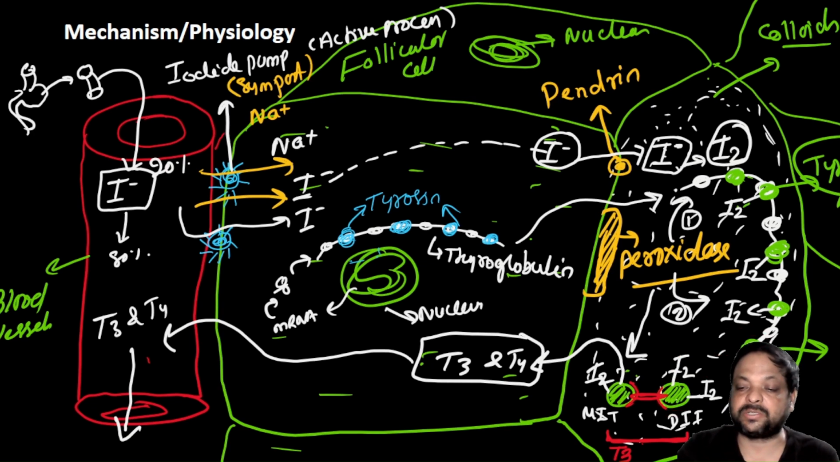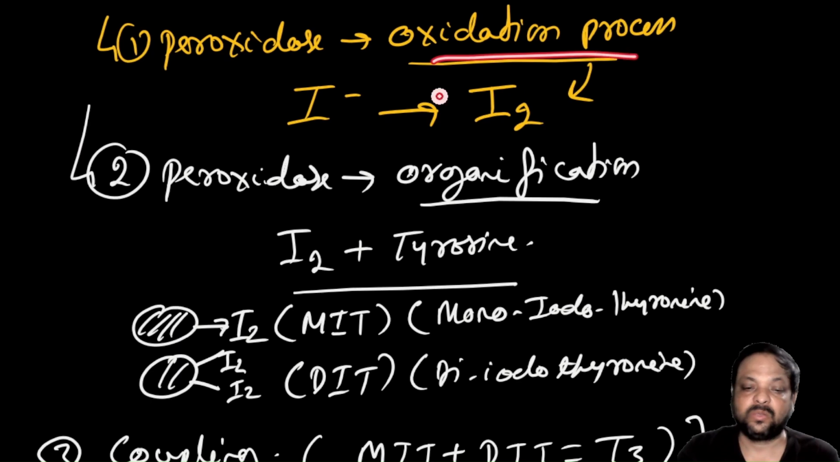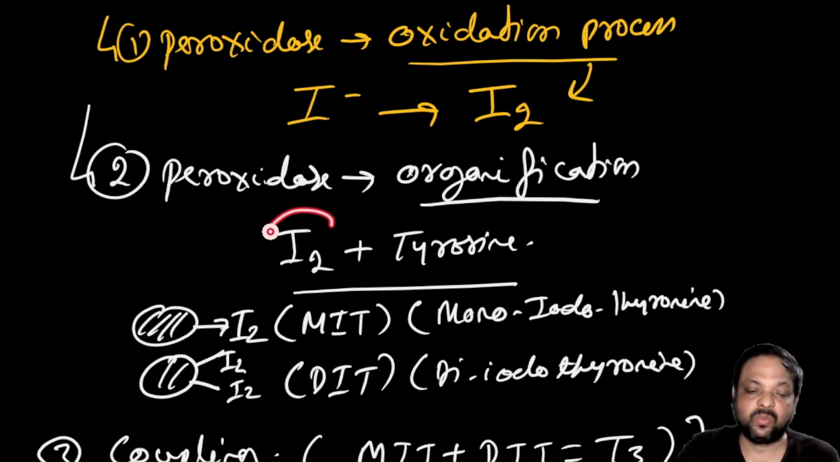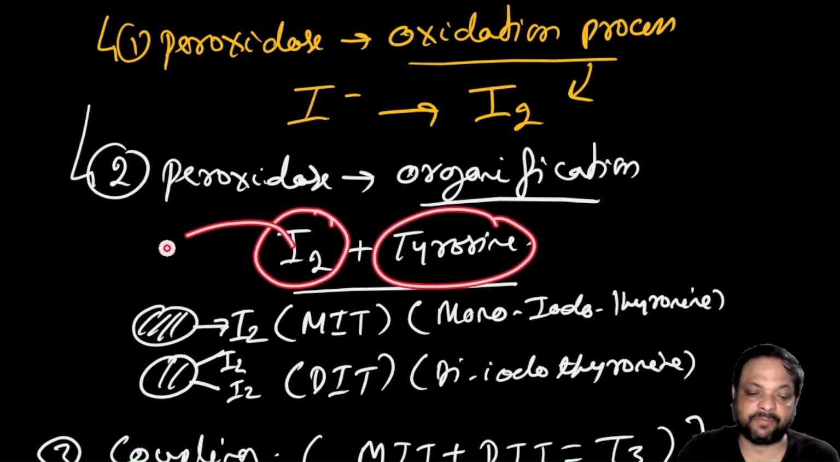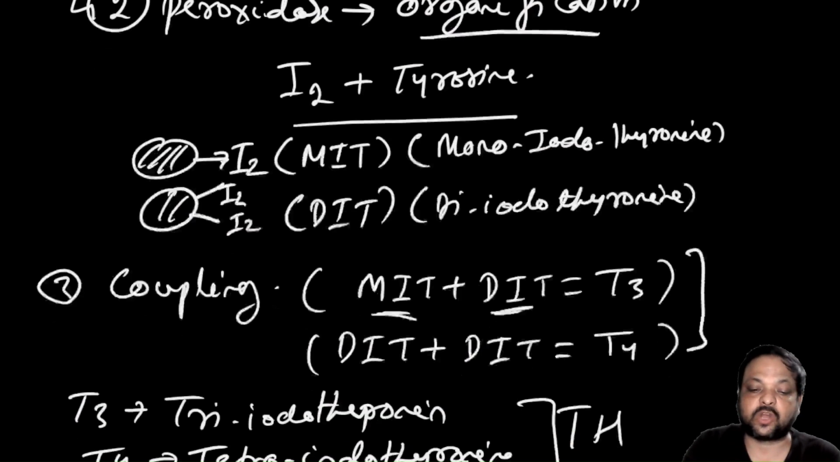So we find the peroxidase has three basic functions. The first function is called the oxidation process, where the iodides are converted to iodine. The second process is called organification, where iodine is attached to the tyrosine, either one iodine attached to the tyrosine, called monoiodotyrosine, or if two iodines are attached to one amino acid, it is called diiodotyrosine. This is the second function. And the third function is called the coupling function.